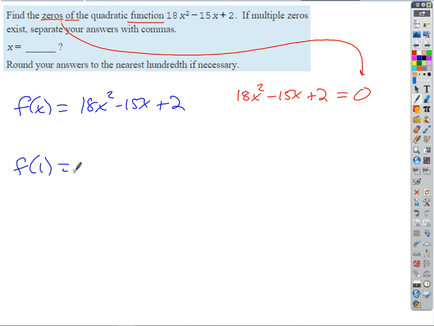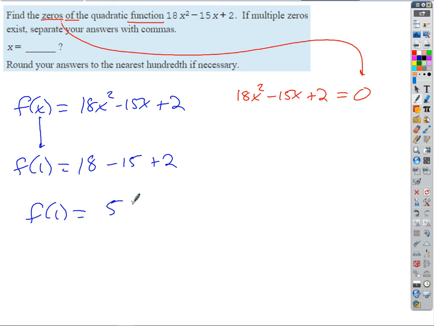Okay, so if I say f of 1, that's saying I'm going to evaluate this function when x equals 1, right? So I'm just going to substitute 1 in terms of how I get an answer. I just substitute 1 for x. So that tells me I get 18 times 1 squared is 18 minus 15 times 1 plus 2. So what's my answer? F of 1 equals 5. Good. So the value of the function when x equals 1 is 5.